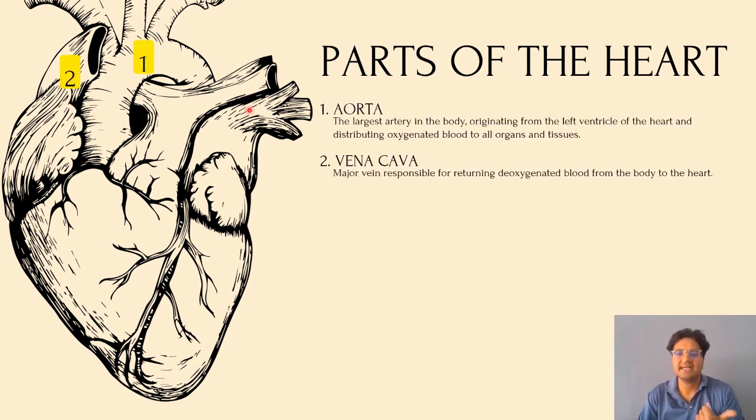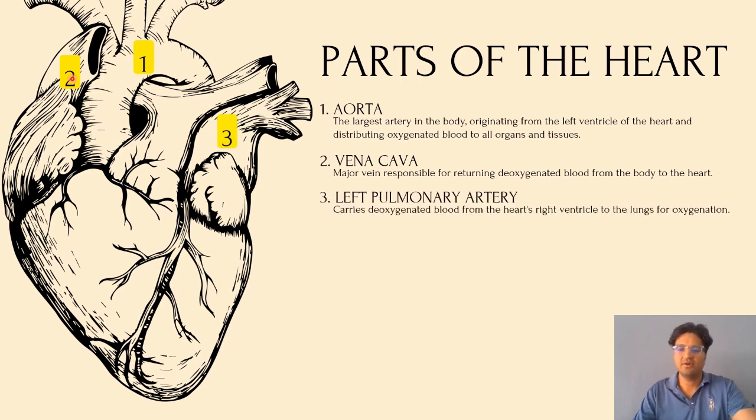The first one we have is the aorta. The aorta is the largest artery in our body, originating from the left ventricle at the upper side of the heart, and distributes oxygenated blood to all our organs and tissues. Then second we have the vena cava, a major vein responsible for returning deoxygenated blood from our body to our heart. The aorta gives purified blood, and the vena cava is when the bad, deoxygenated blood returns back.